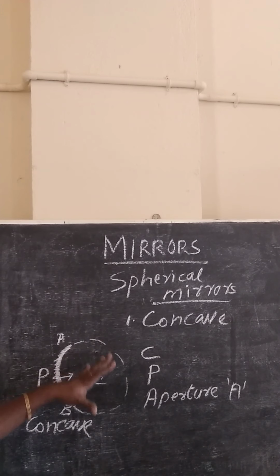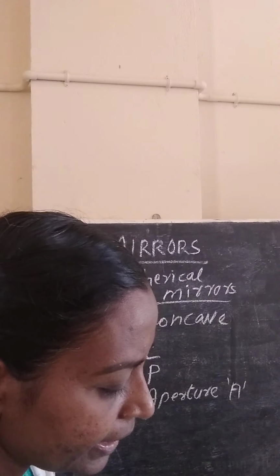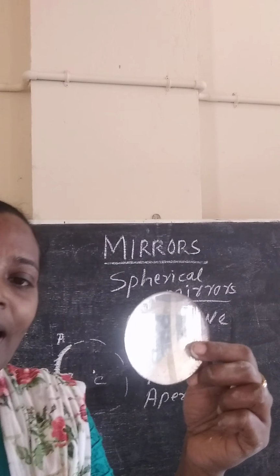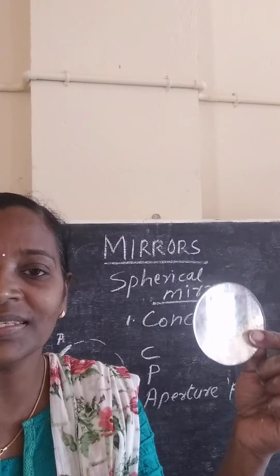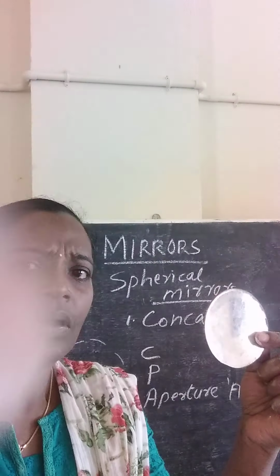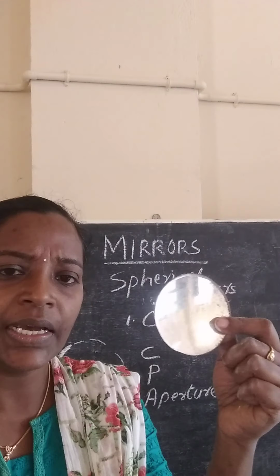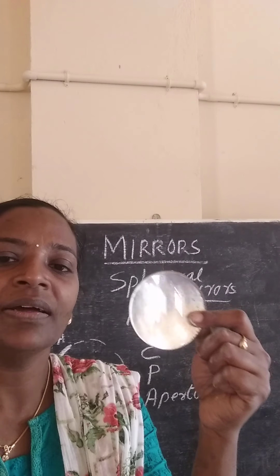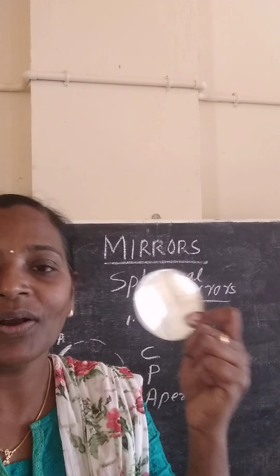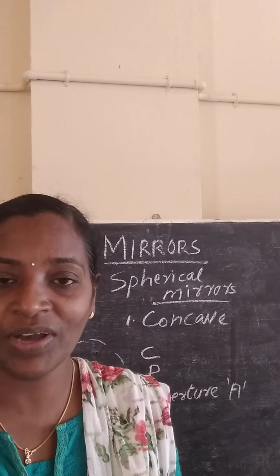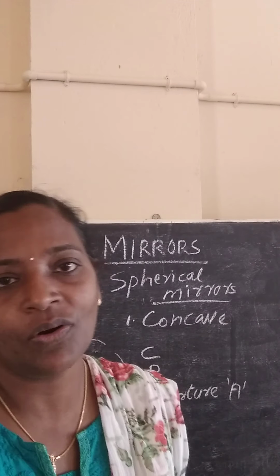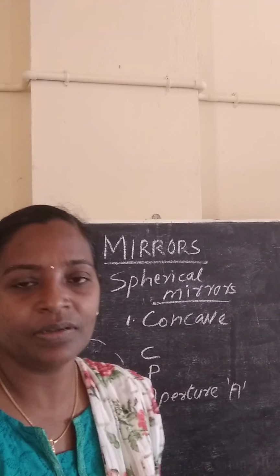And we can't see all this. When we look at the concave mirror, you can't see the center, you can't see the aperture, and you can't see the curvature of the mirror. But all these points are necessary to study image formation by a concave mirror. That is why we are studying them. We are going deep into image formation by concave and convex mirrors, and for that purpose we are studying all these points.